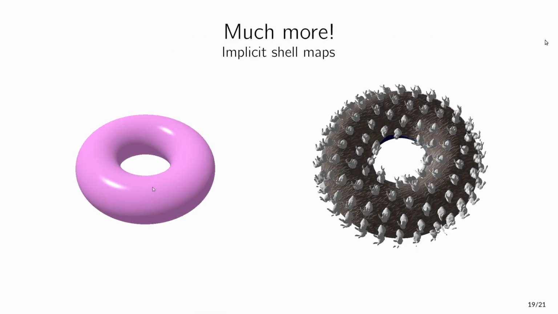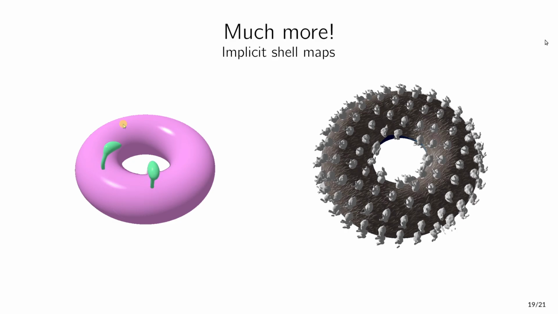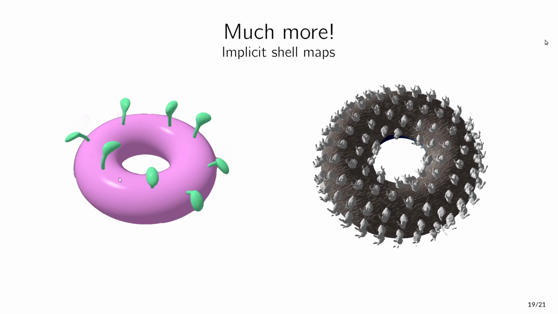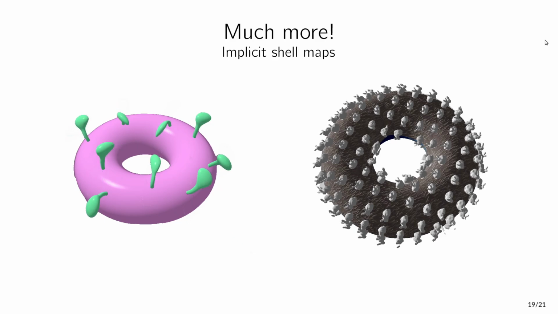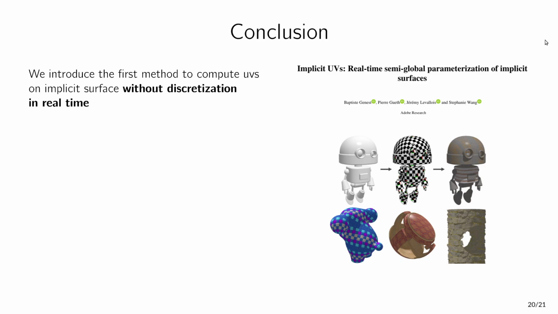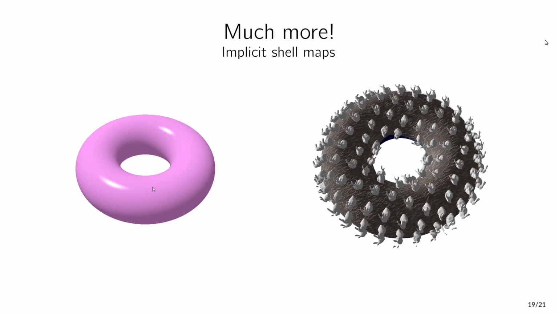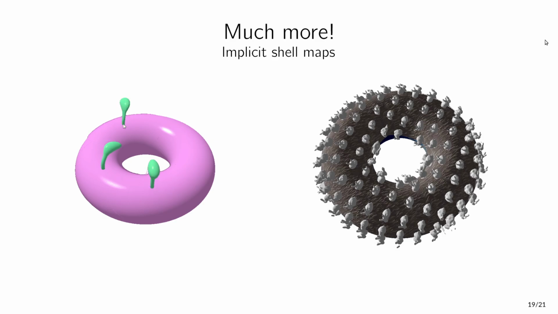And you can do much more than that. You can do implicit shell maps to extend our 2D coordinates to a 3D shell around the shape, which is really great for geometric modeling. And another application that you can see in the paper, for example, is some vector field interpolation, which is quite nice for texture generation, for example.